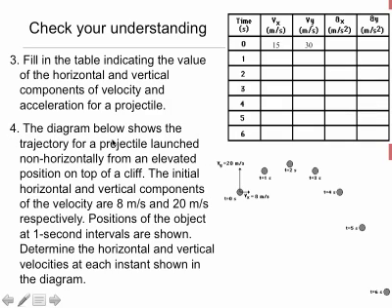The diagram below shows the trajectory for a projectile launched non-horizontally from an elevated position on top of a cliff. The initial horizontal and vertical components of the velocity are 8 meters per second and 20 meters per second, respectively. So we can see that here, 20 meters per second, 8 meters per second. The position of the object at 1 second intervals are shown. Determine the horizontal and vertical velocities at each instance shown in the diagram.